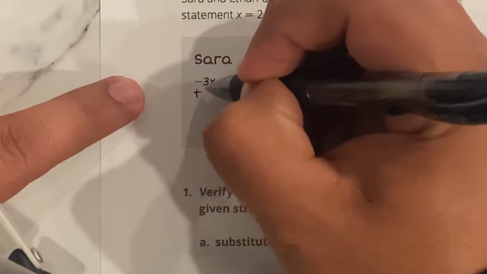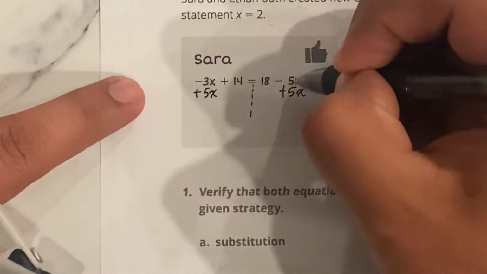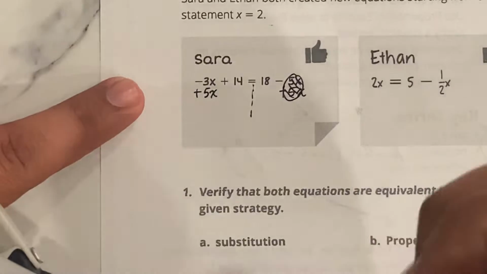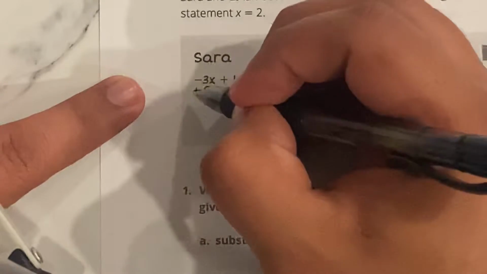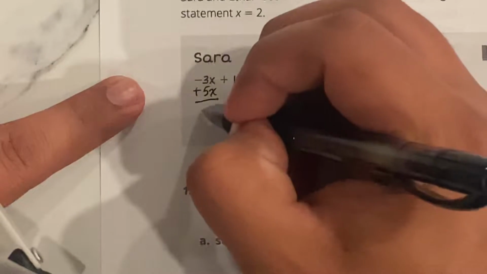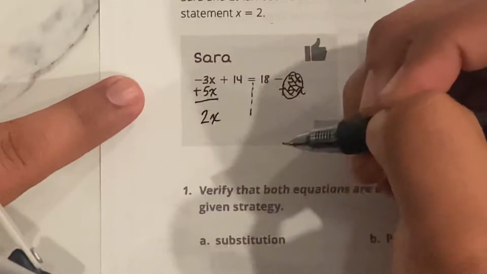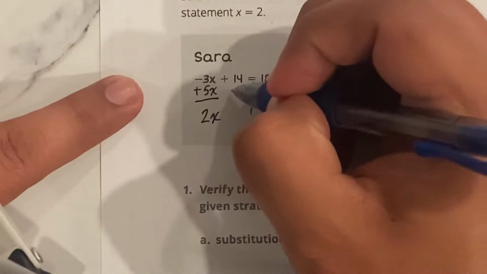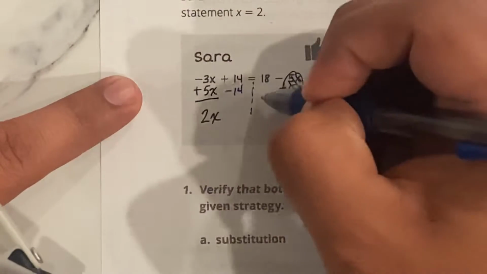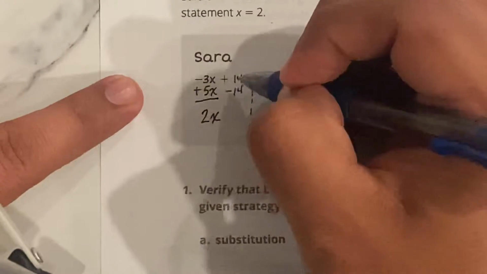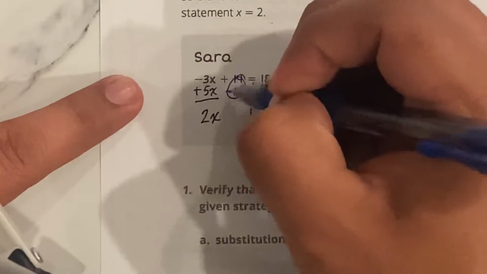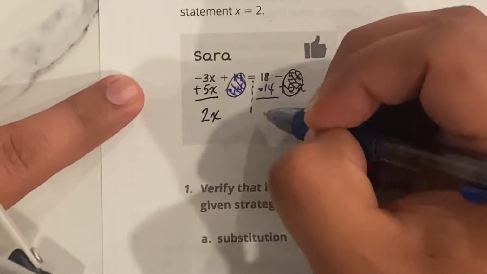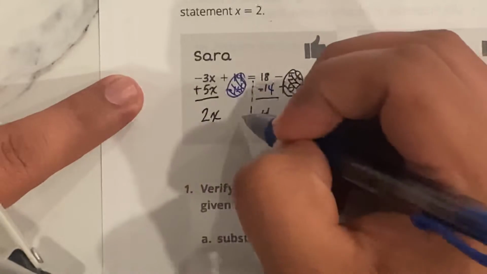5x on both sides with the correct people. This is 0. Negative 3 plus 5, if you put that in your calculator, you do get a 2x. Next, we do got to move this 14. Subtract 14. 14 minus 14 is a 0 as well. And 18 minus 14 is 4.